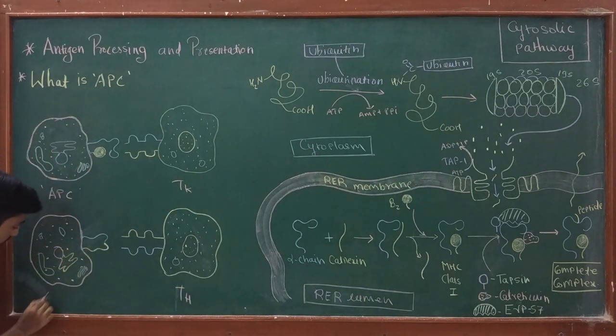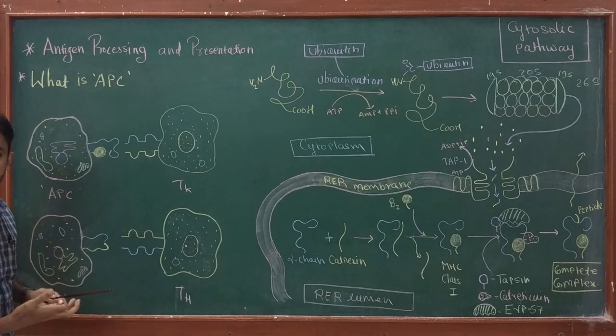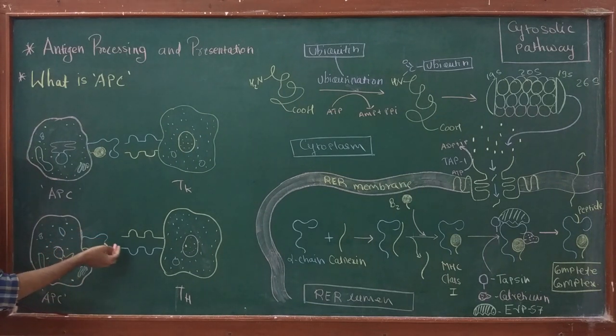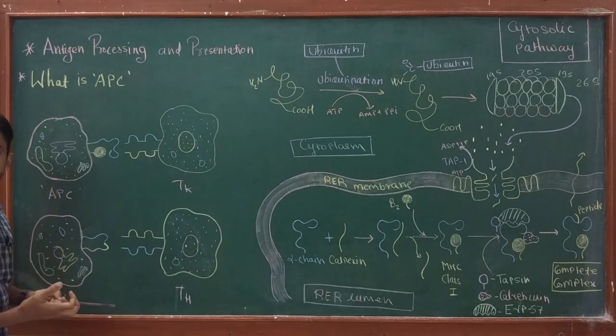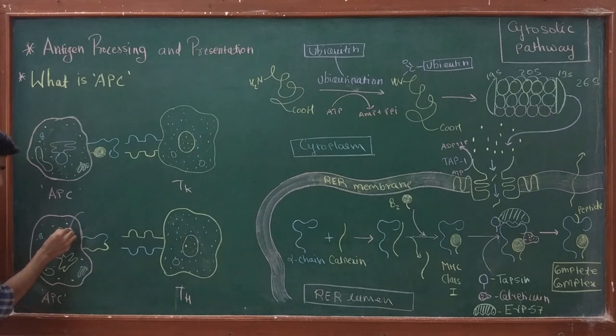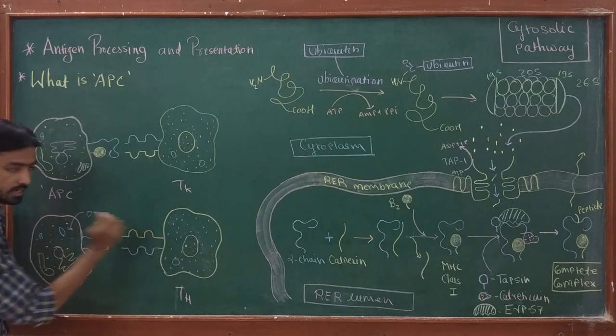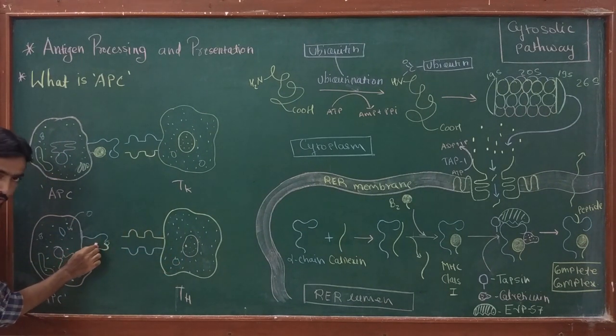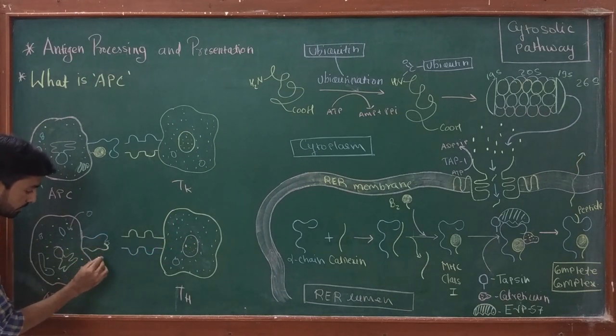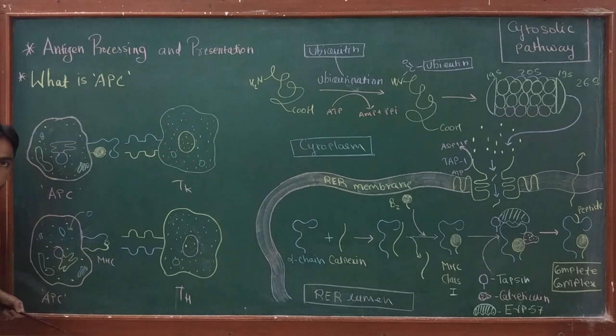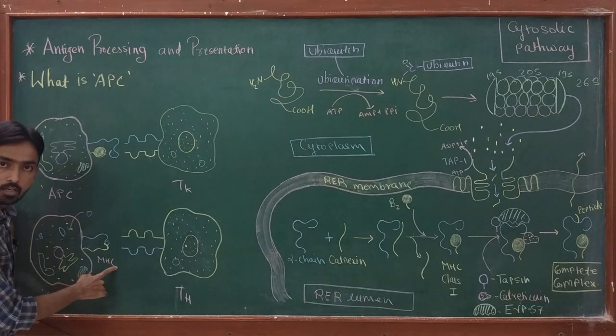Now if the antigen entering the body is extracellular, like bacteria, the antigen presenting cell engulfs the extracellular antigen by the process of endocytosis, phagocytosis or pinocytosis. After entry of the antigen inside the cell, it processes the antigen and presents the important fragment of the antigen on a molecule to the T helper cell. This molecule used for presenting the antigen to the T helper cell is called MHC, the major histocompatibility complex.